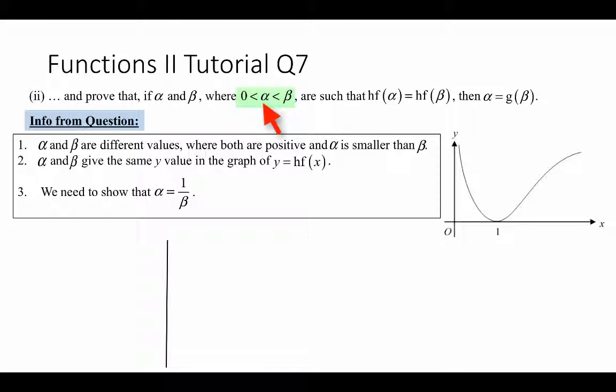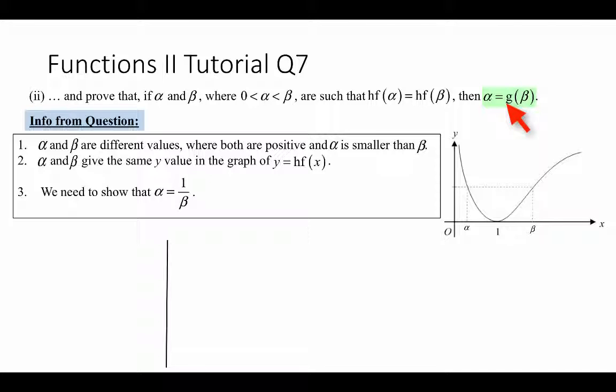First, from the fact that alpha is between 0 and beta, we know that alpha and beta are different values, where both are positive and alpha is smaller than beta. Next, given that hf(alpha) equals hf(beta), we know that alpha and beta give the same y value in the graph of y equals hf(x), like this.